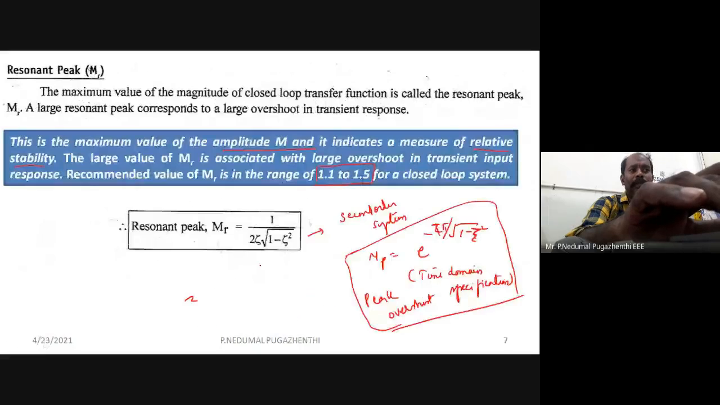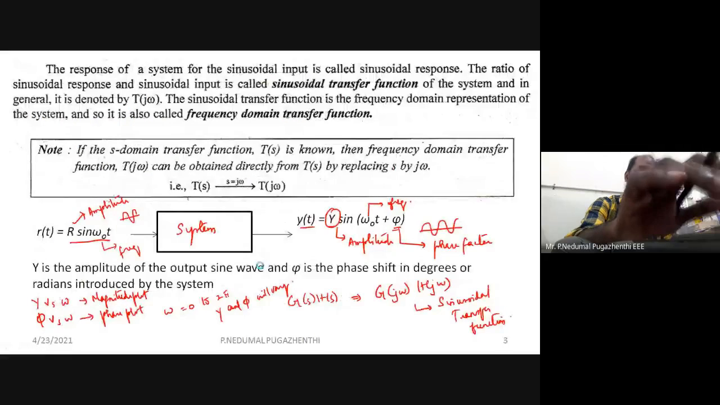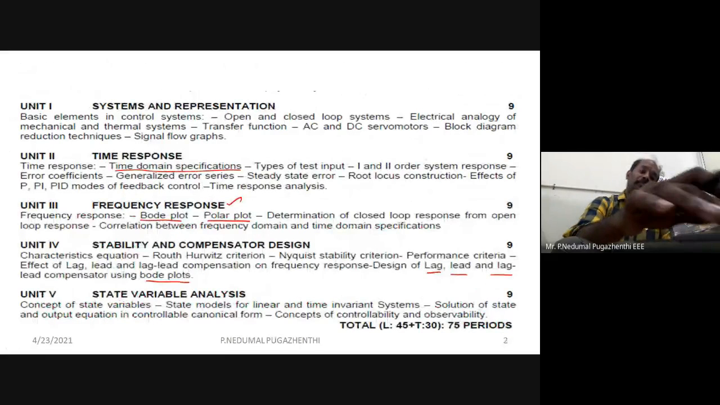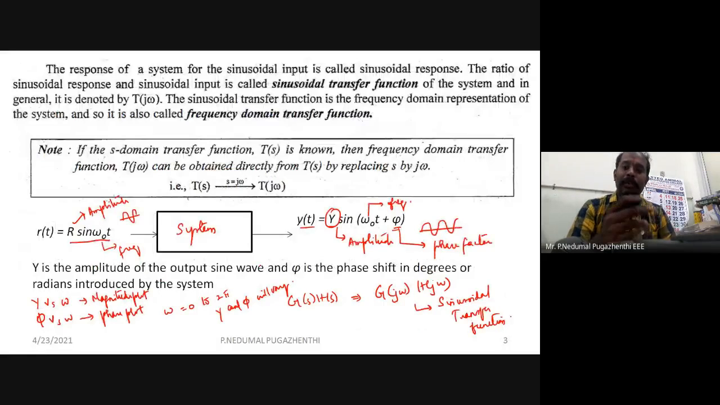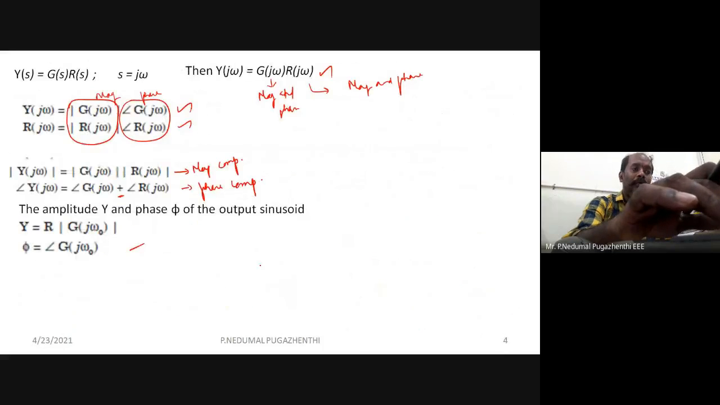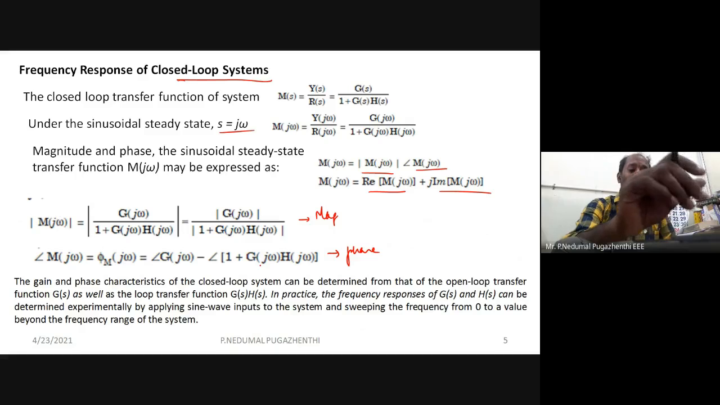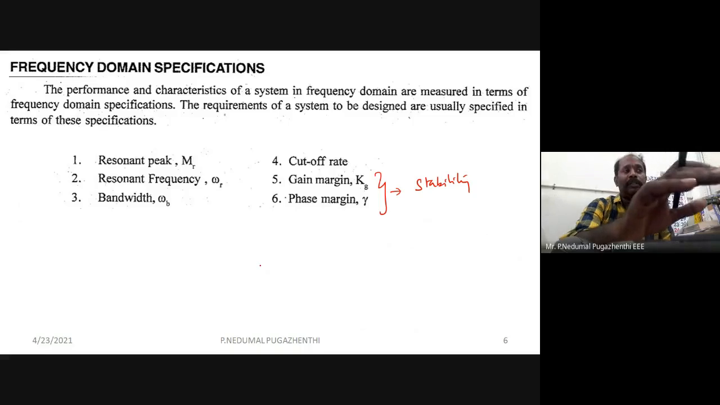I hope we have ended the discussion. The first thing is we introduced what a frequency response is, what sinusoidal response is, and how to find the magnitude response and phase response of any frequency domain or sinusoidal transfer function. We also discussed how to apply frequency response to a closed loop system. Then finally we discussed frequency domain specifications. Each frequency domain specification is related to your time domain specifications. That is what we call the correlation between frequency and time domain specifications.